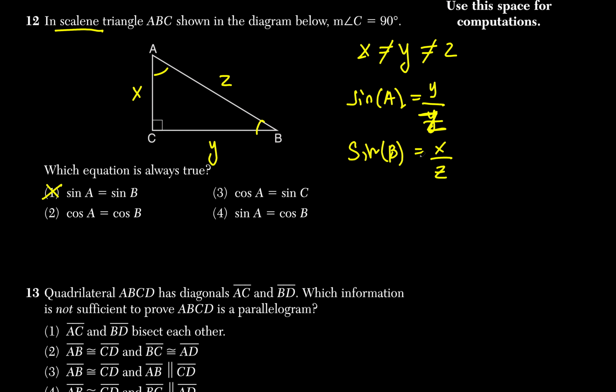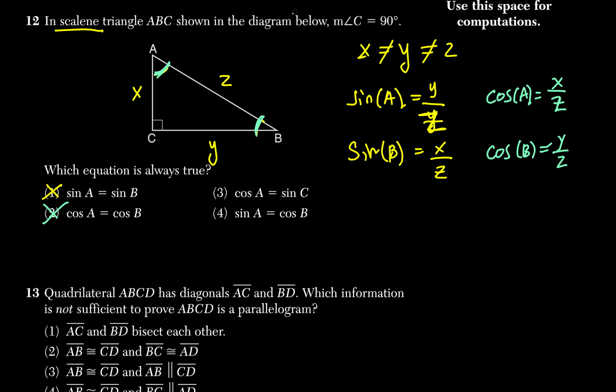Okay, what about choice 2? Cosine of A is equal, so the cosine of A is equal to the cosine of B. Let's see, the cosine is the adjacent over the hypotenuse, so x over z, over the cosine of B. Cosine of B is y over z. So that doesn't work.